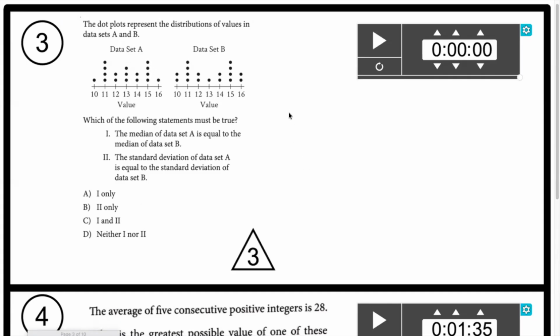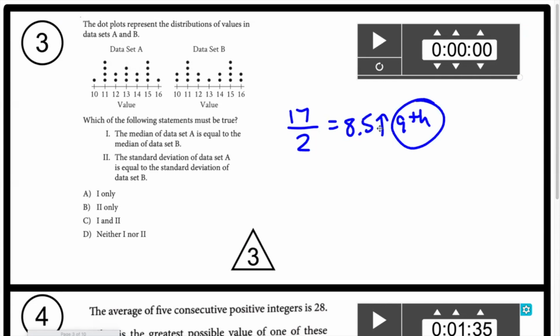So there's 17 pieces of data. And if you want to find the median, again, I'm going to show you a shortcut for this, but it's worth going over. You divide by 2, and 17 divided by 2 is 8.5. Then you round that up and you get the ninth. So the ninth value is going to be the median.